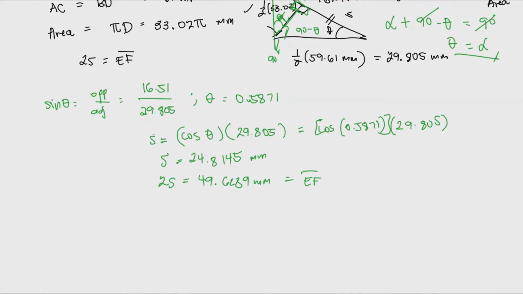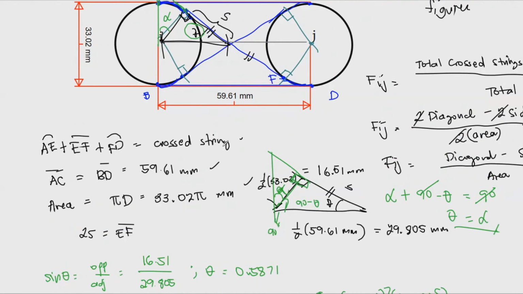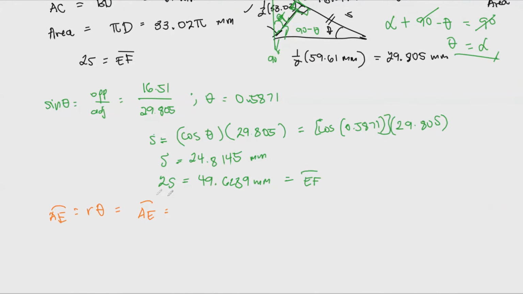I'll be using another color. So the arc length of AE is simply r times theta. That's how it goes for our arc length. So we have AE, where the radius is 33.02, that's 16.51, so that's 16.51 mm, and then theta, that's 0.5871. We don't have to convert this anymore to radians since it's already in radians.